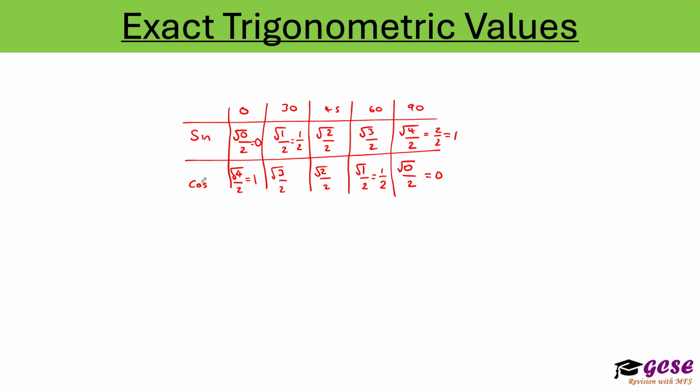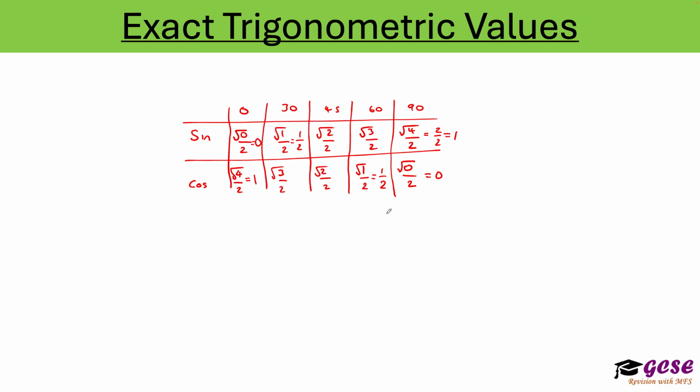Okay, so those are our cos values. So cos 0 is 1, cos 30 is root 3 over 2, cos 45 is root 2 over 2, cos 60 is a half, and cos 90 is 0. Okay, that's how you derive the sine and cosine values for these angles.